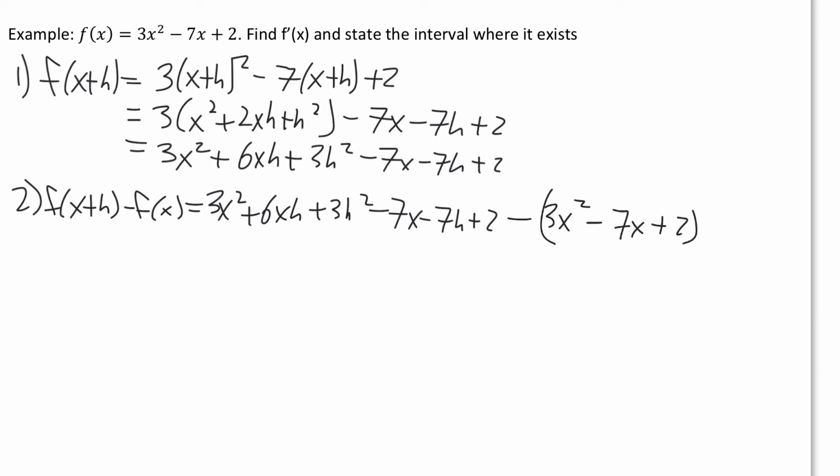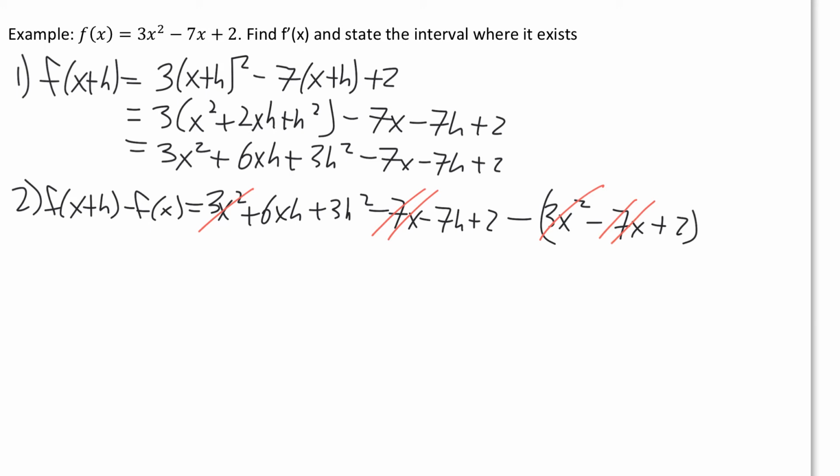Now if you notice, there's some terms that are the same. 3x squared, subtract 3x squared is gone. The 7x here is negative 7x. But the 7x here is going to be positive because the negative negative will make a positive. Now when I'm canceling a second term, I often use 2 slashes just to keep track of what I'm canceling.